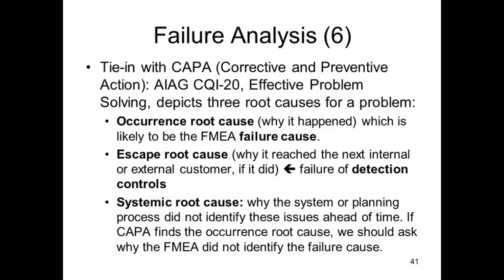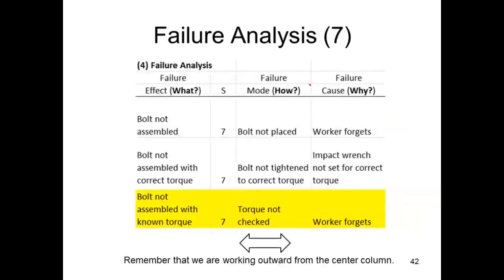So if CAPA finds the occurrence root cause, we should ask why FMEA didn't identify it before it actually became a problem. Here's how it looks in the FMEA document. That double-headed arrow shows that the failure mode is the focus element or starting point. So we're starting in the center of that. We're not starting on the left. We're not working left to right. We're starting in the center.